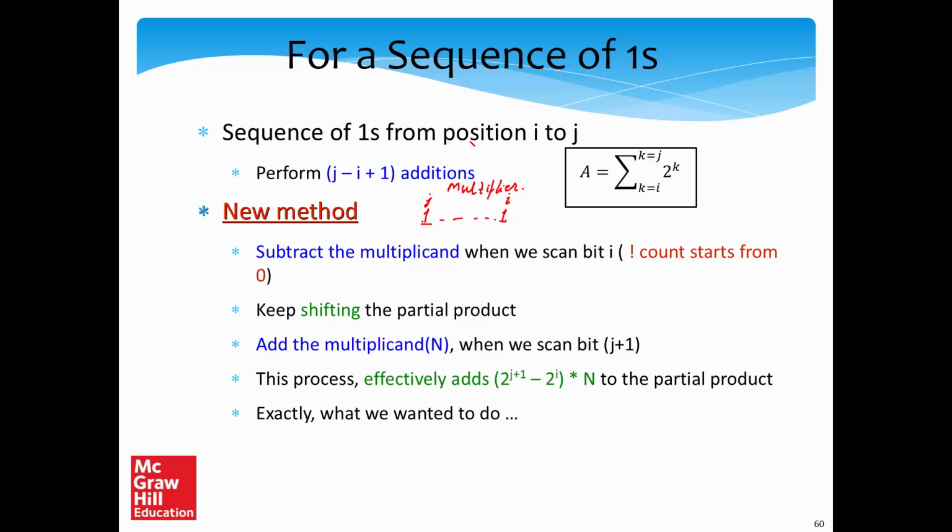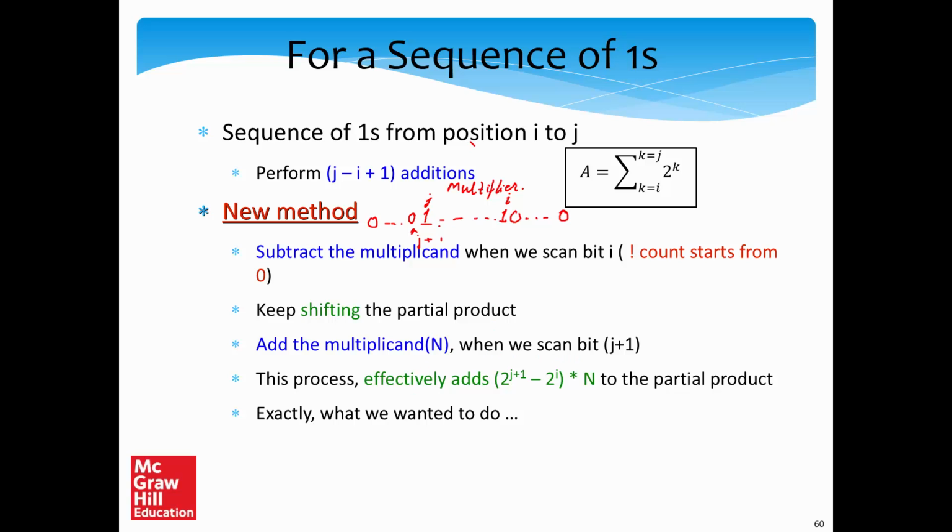When we scan bit position i, assume that before that we have a sequence of zeros. So in an island of zeros, we suddenly have a sequence of ones from i to j. When we scan bit position i, let us subtract the multiplicand from U, and then keep shifting the partial product as we do. And when we scan bit position j plus 1, right after j, when we again see a transition from 1 to 0, let us add the multiplicand.